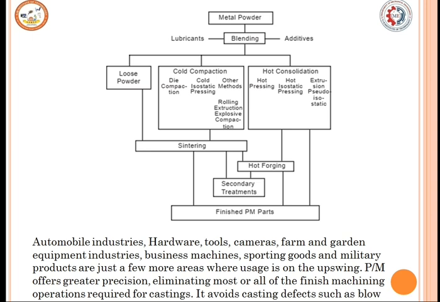If it is cold compaction, sintering is done. If it is hot consolidation, hot forging and secondary treatments are done. At last, you get the finished part, which can be used for different applications. By doing this, you can avoid casting defects, blowholes, shrinkage, and inclusions in the casting.